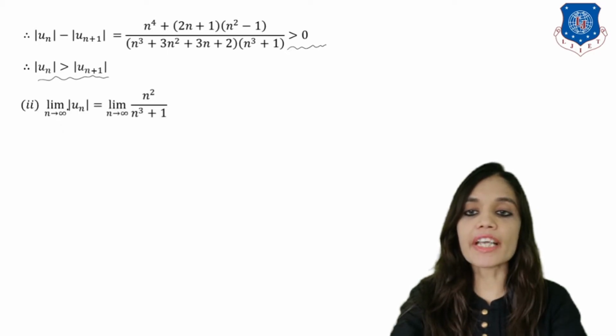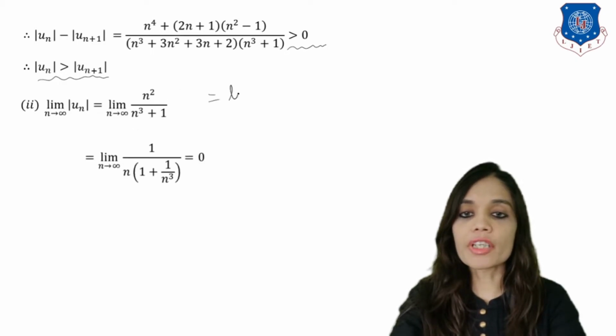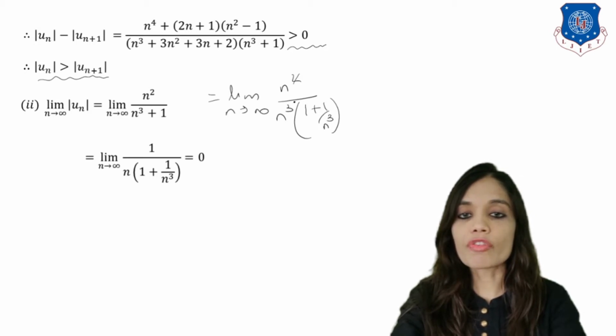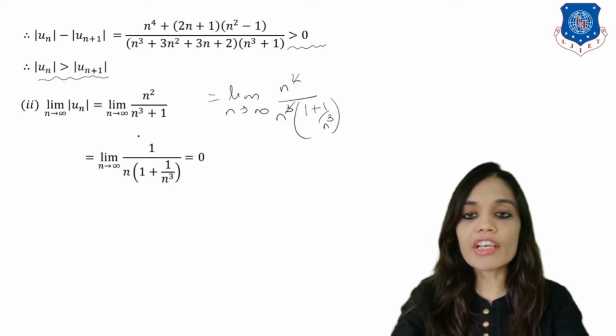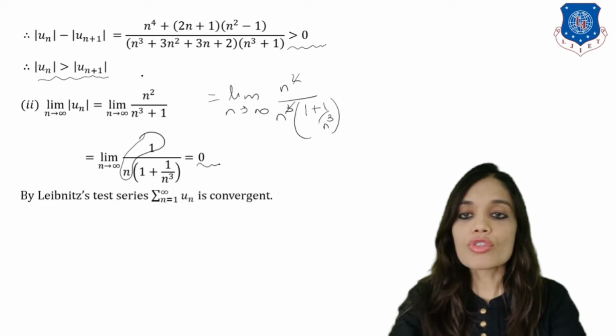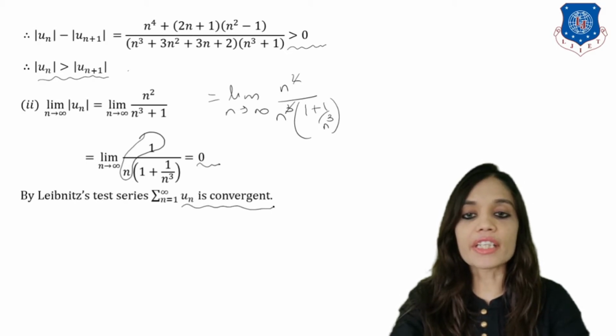Now we will find limit n tends to infinity |un|. So that will be equal to limit n tends to infinity n² upon n³ + 1. Now again take n³ common from the denominator. So it will be equal to limit n tends to infinity n² upon n³ into (1 + 1/n³). So finally what will remain? 1 upon n into (1 + 1/n³). Again we know the limit n tends to infinity 1 upon n will be equal to 0. So our final answer also will be equal to 0. So both the conditions of the Leibniz test are satisfied. Therefore our series Σ un is convergent.